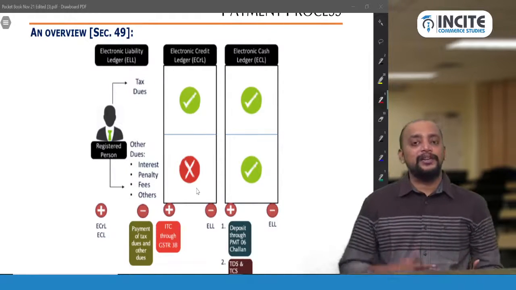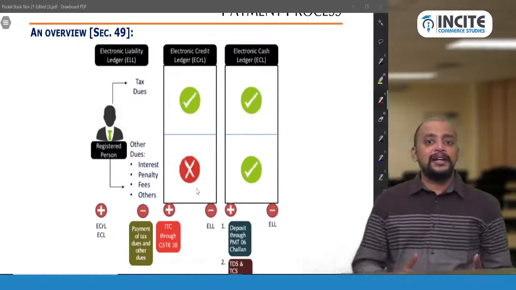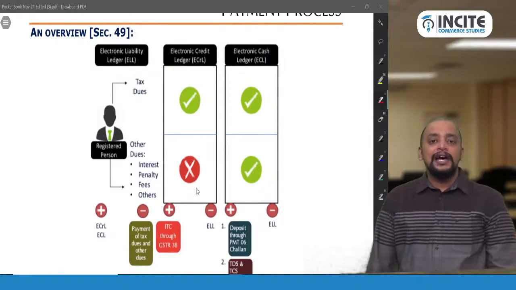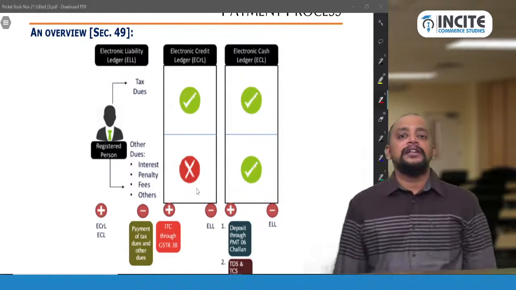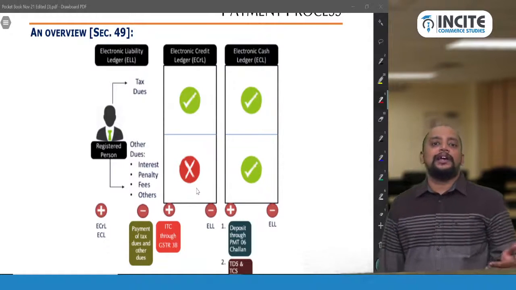Penalty is payable in case of offences, and interest is payable on account of delay in payment of tax. Fee is nothing but late fee because of delay in filing returns, and others is any other amount under the recovery which will be payable by the person. So that will be there in the electronic liability ledger.